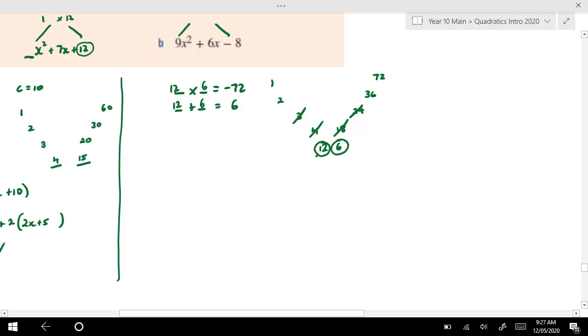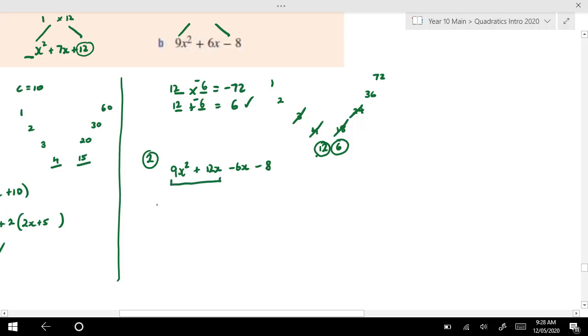Well, we want a positive value when you add them together. So I'm going to make that 12 minus 6 is 6. 12 times minus 6 is minus 72. So we found our two magical numbers. So step 2 is, once you've got that, you need to break that middle term up. 6x becomes 12x minus 6x minus 8. That doesn't go anywhere. And now let's do grouping.